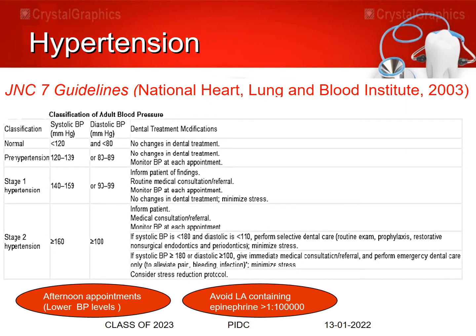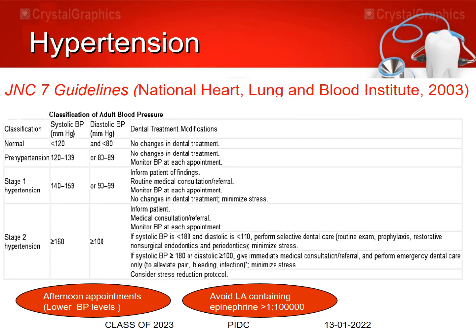So, coming on to hypertension first, according to the JNC 7 guidelines, this is the classification of adult blood pressure and the dental treatment modifications you have to make when the patient has a higher blood pressure. Normal blood pressure is less than 120 systolic and less than 80 diastolic, so there are no changes in the dental treatment. Similarly, if the patient is in the pre-hypertension stage, there are no changes to the treatment, but just monitor the readings at each appointment.